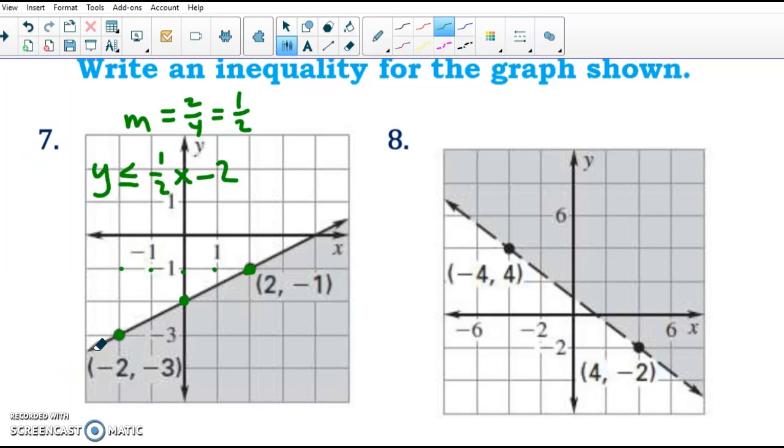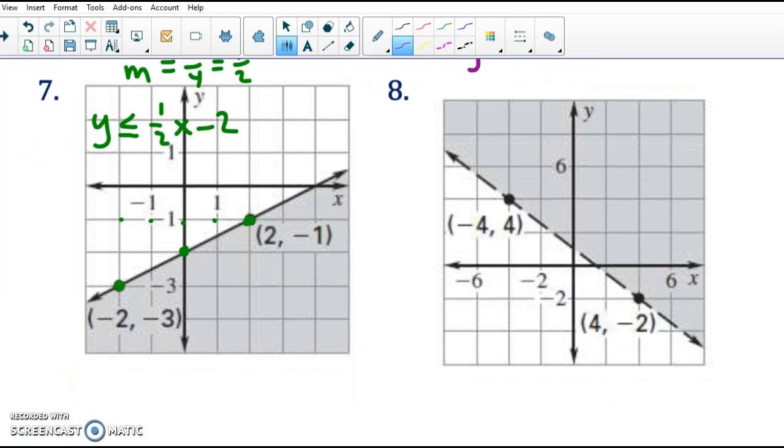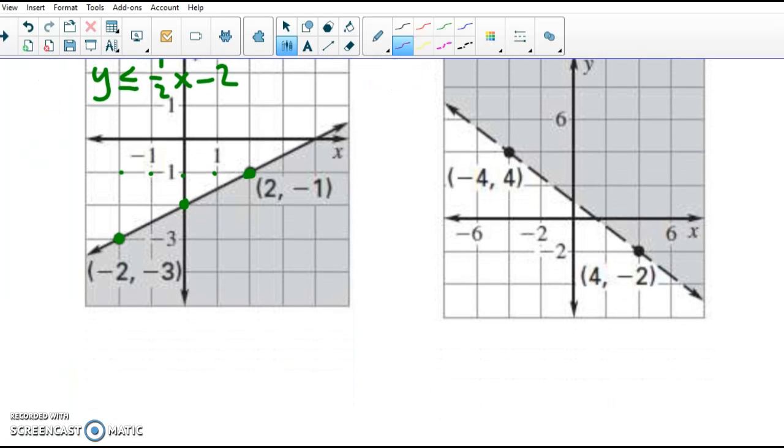Let's check out number 8. Right off the bat, I noticed the dashed line. I also see shading above that line. So I know the symbol that I'm going to need is going to be a greater than. So I need to find my m and I need to find my b. Now I can tell right here that my y-intercept is going to be a difficult location to pinpoint, and I can't do it just by looking at my graph, so I'm going to have to use some substitution. So I'm going to scroll down and give myself a little more space.